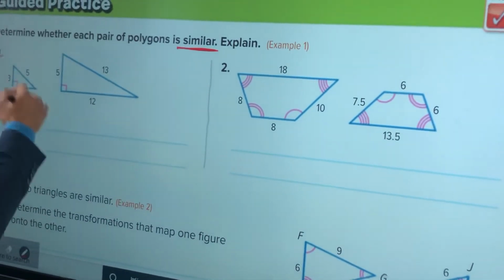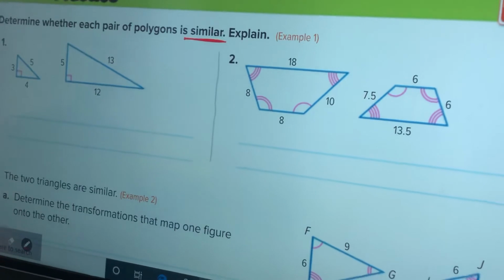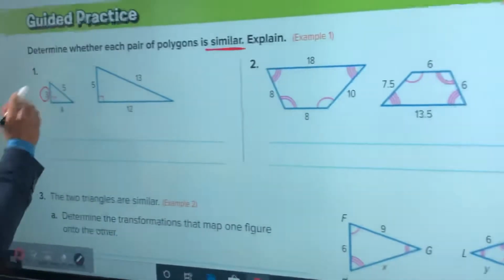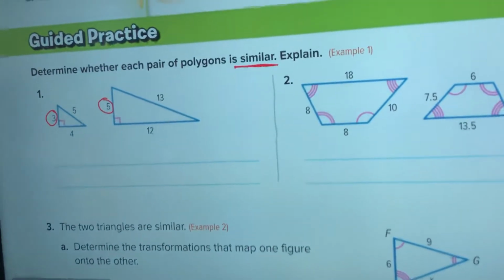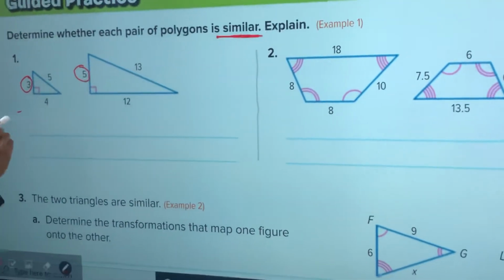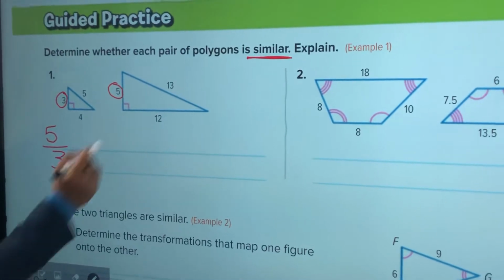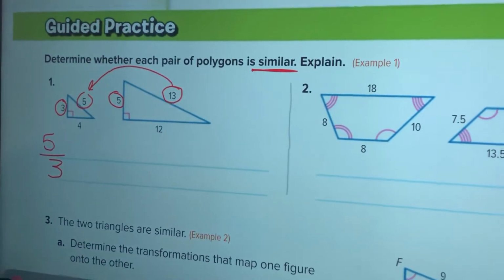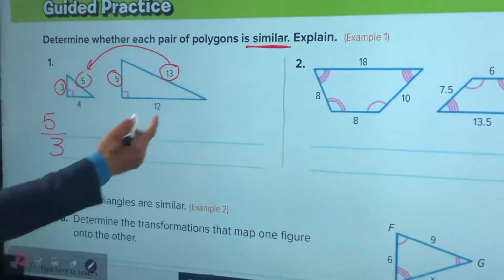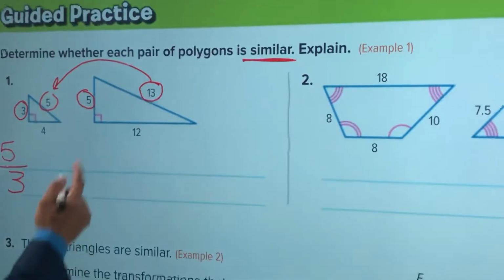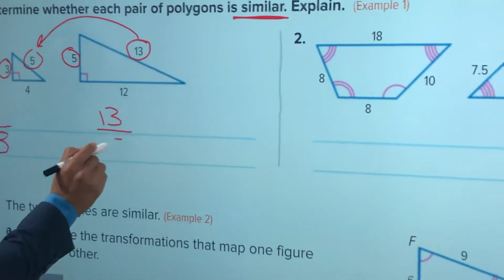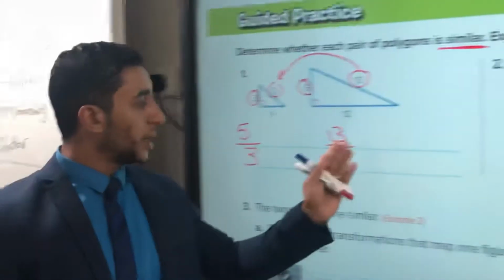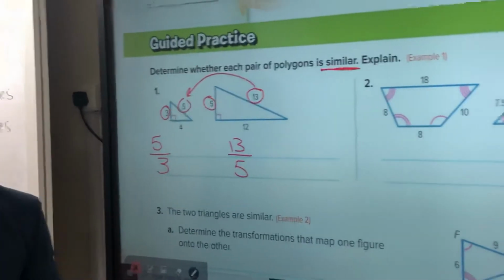First, are the corresponding sides proportional or no? Yes, let's check. This side is 3 and this side equals 5. So 5 over 3, and if you start from here, divide 13, or make a reflection, make a fraction, so 13 out of 5. This is the simplest form, and 13 out of 5 is the simplest form also.